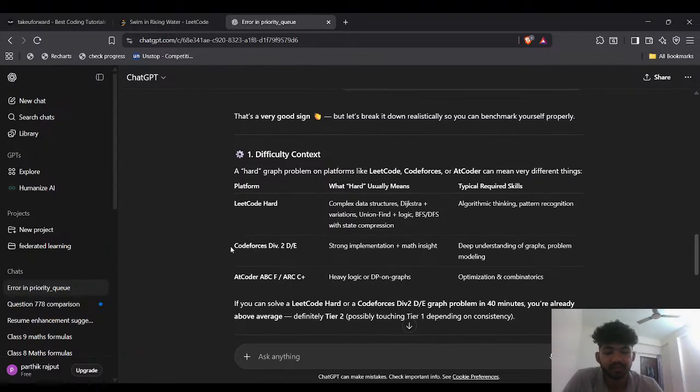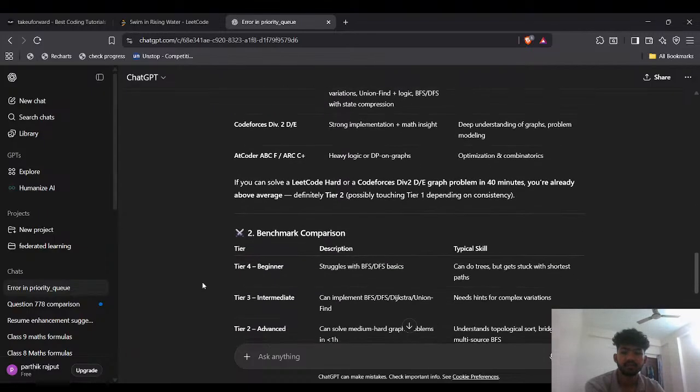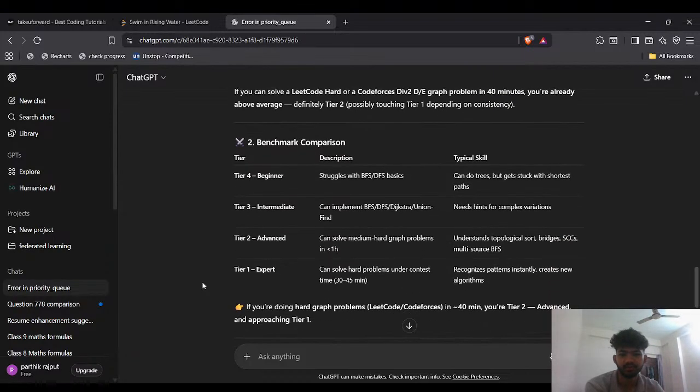I once tried a Div2 contest. Okay, that was a nightmare for me. I was not able to do even one question. If you can solve LeetCode hard or Codeforces graph problems in 40 minutes, you're already above average. Oh, come on, struggle in basics, so struggle. Can solve medium hard graph problems in 1 hour.